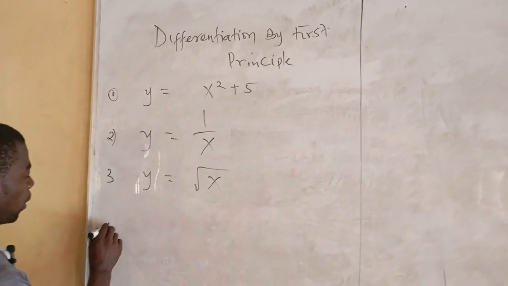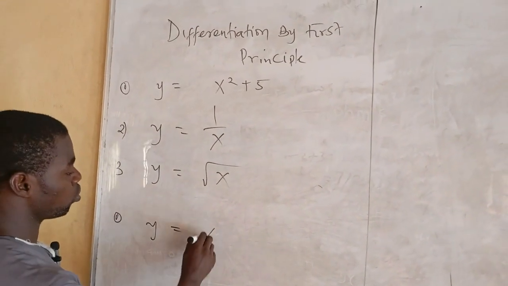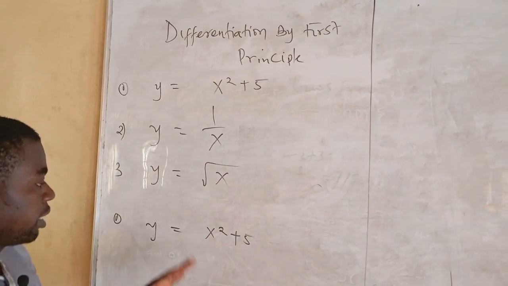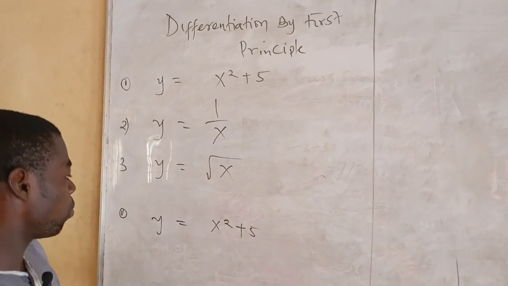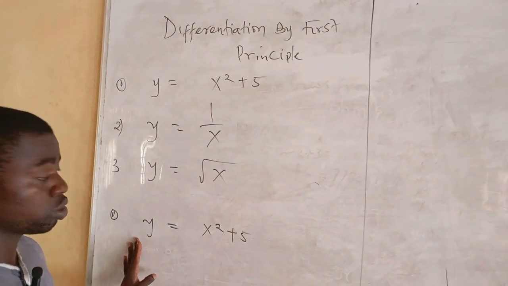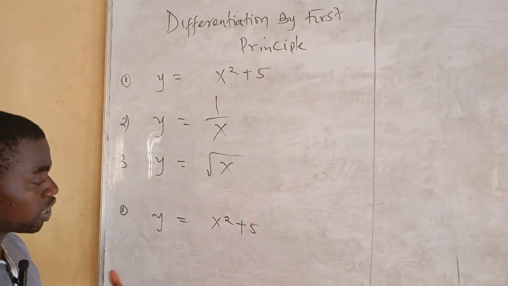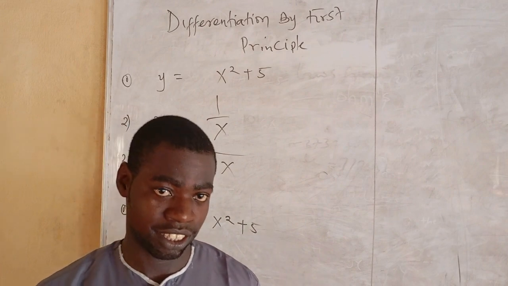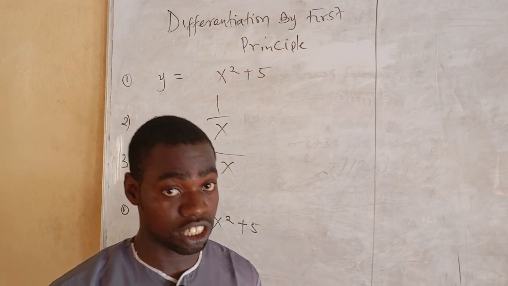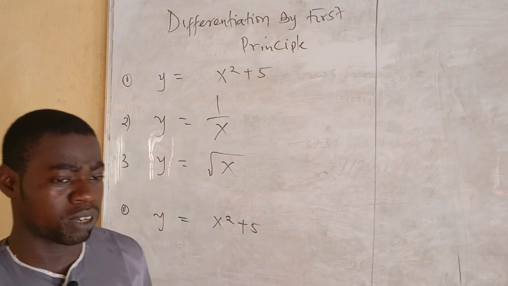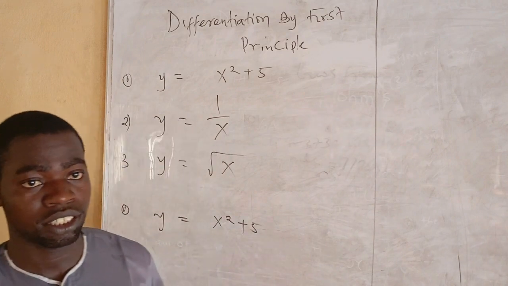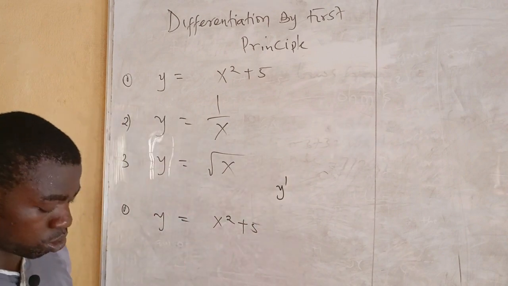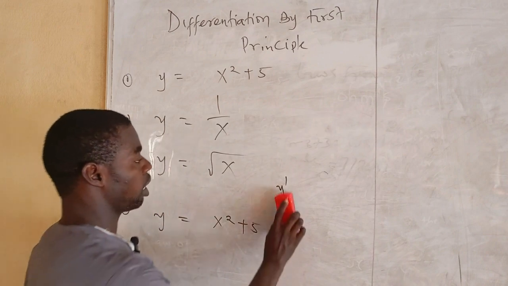For question number one, y is equal to x squared plus 5. So our x squared here is the independent function, and our y is the dependent function. To differentiate y is equal to x squared plus 5, we are looking for dy divided by dx, the change in y over the change in x, or some persons can say y prime, written like this. That's what we are going to be looking out for.